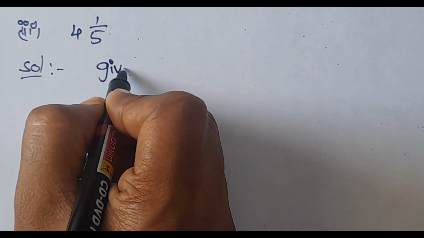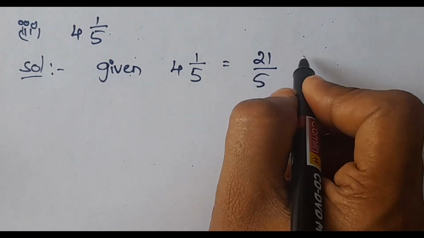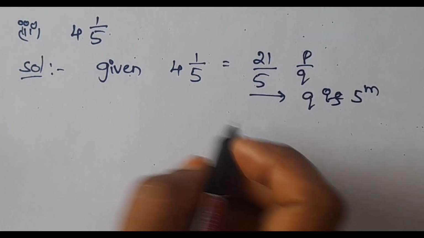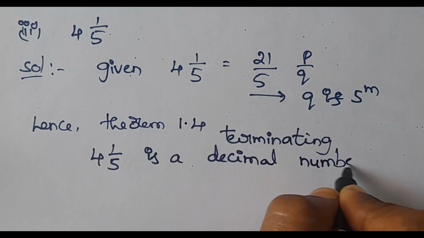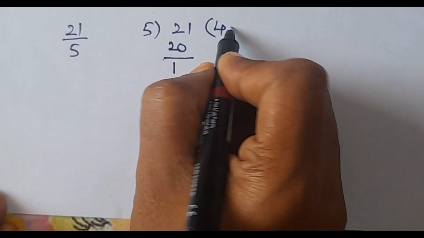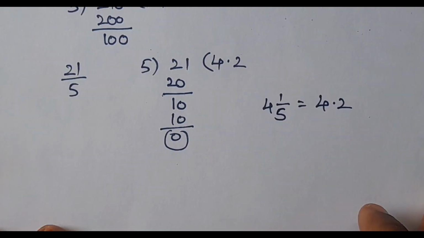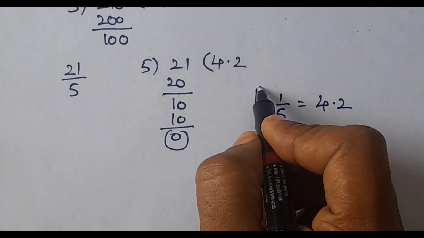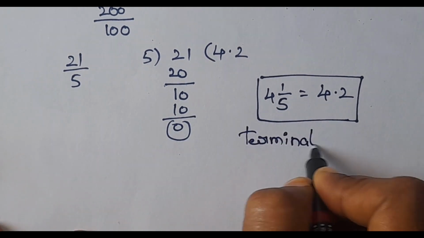Third bit is the mixed fraction 4 1/5. Convert this mixed fraction into a fraction. 5 4s are 20 plus 1, 21 divided by 5, which is in the form of p by q, and q is of the form 5 power m, where m is a non-negative integer. By theorem 1.4 it's clear that 21 divided by 5, that is 4 1/5, has a terminating decimal expansion. The decimal form of 4 1/5 is equal to 4.2. It has a terminating decimal expansion.